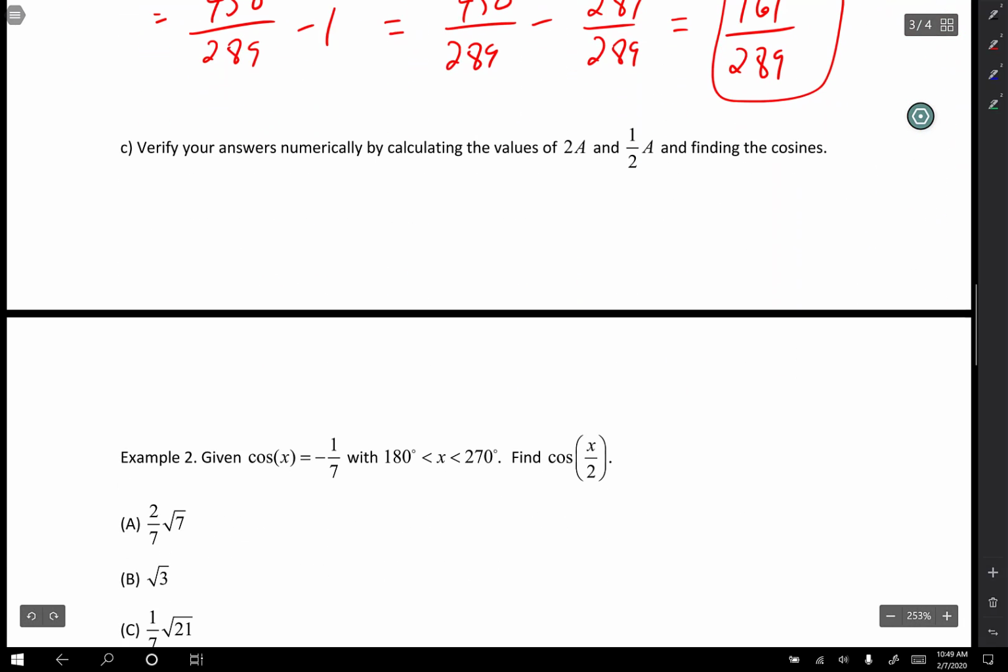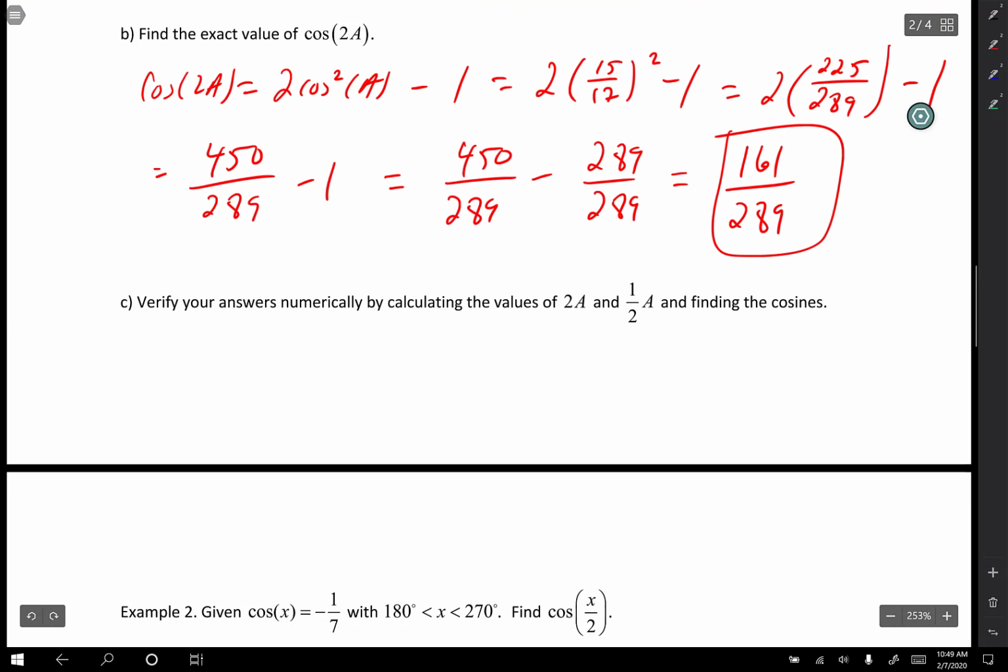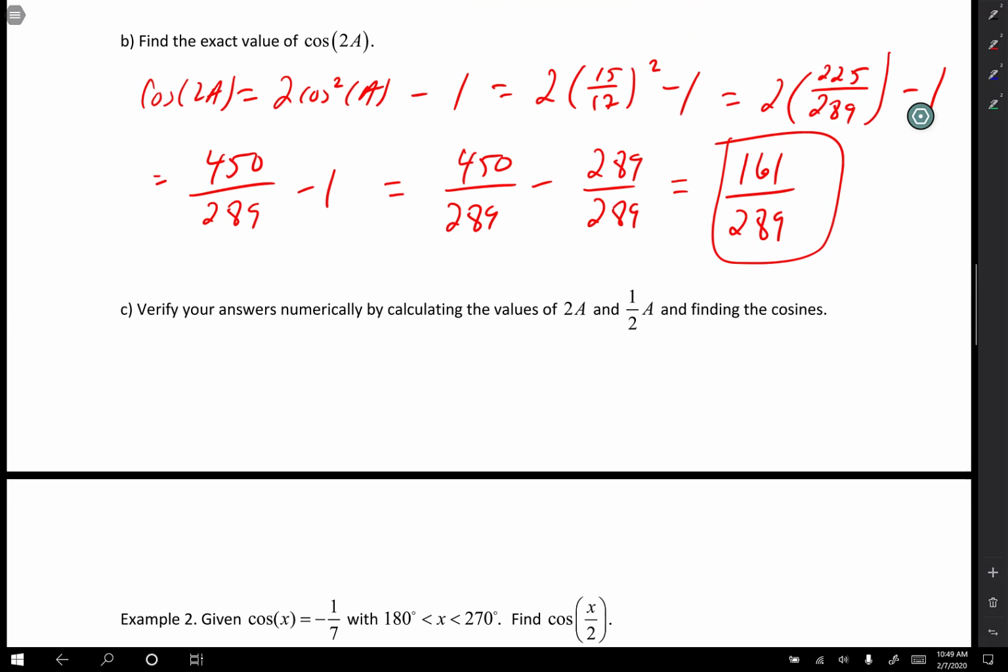I'll stop. All right. Verify your answers numerically by calculating the values of 2A and half A. Wait. Isn't it negative? Oh, it's not negative because the 450 is bigger than the 289. But this one doesn't have a plus minus. No, this is double, not half angle. This is double my angle. So I'm going to lie somewhere, either in quadrant 1 or quadrant 4.